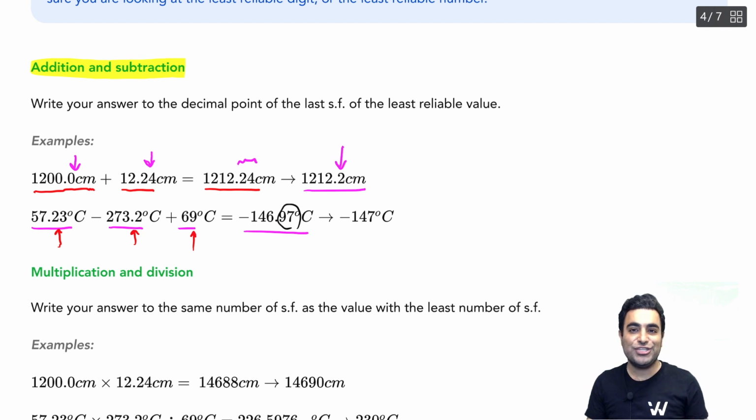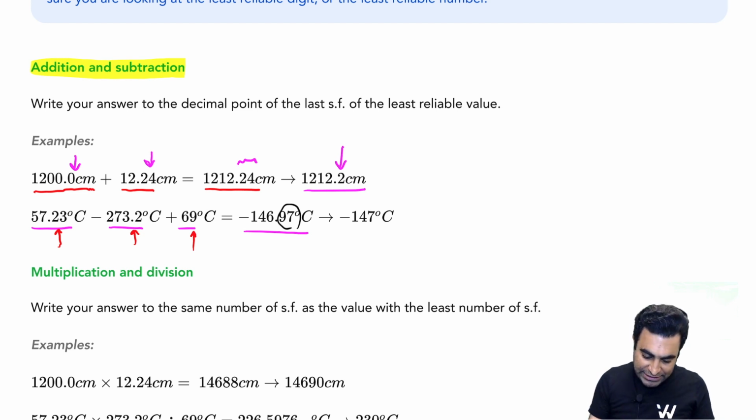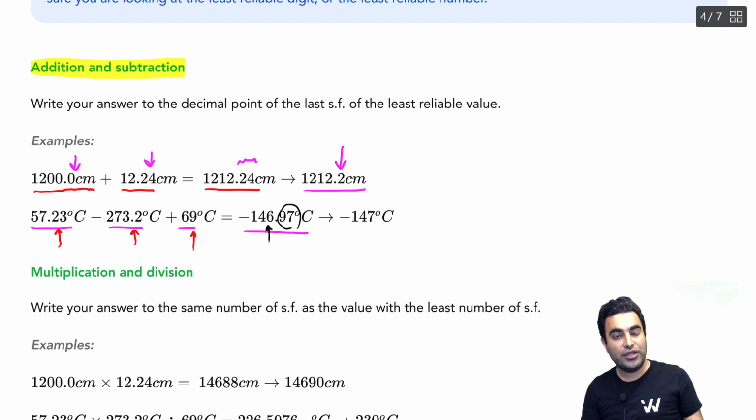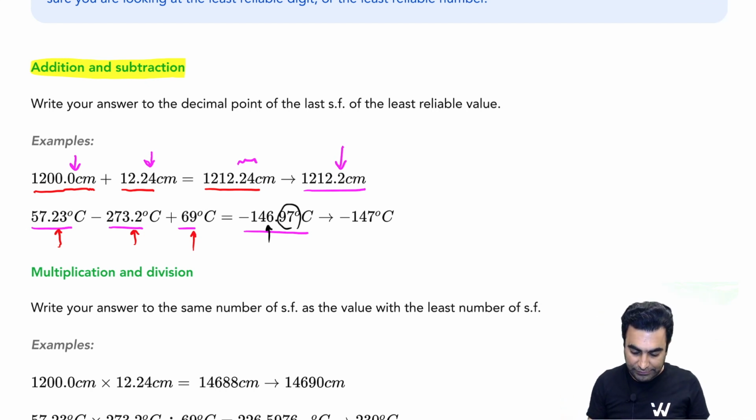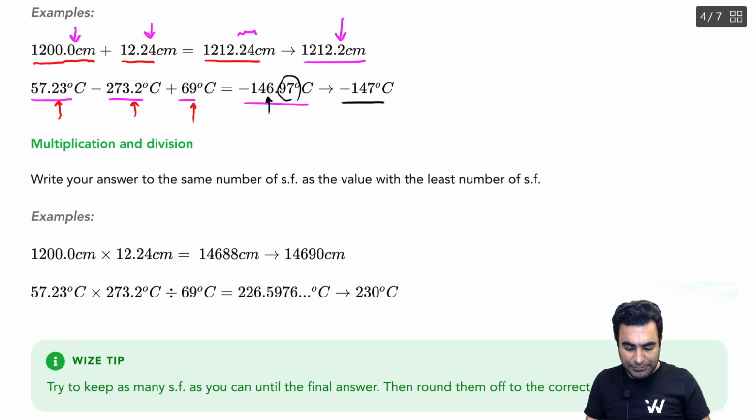But we cannot just drop the 97, because we want to round off the number to the closest number. Because the last digit we want to keep here is 6, and the next digit after that is 9, we're going to round it up to 7. So the final answer would be negative 147 degrees Celsius. How about multiplication and division?